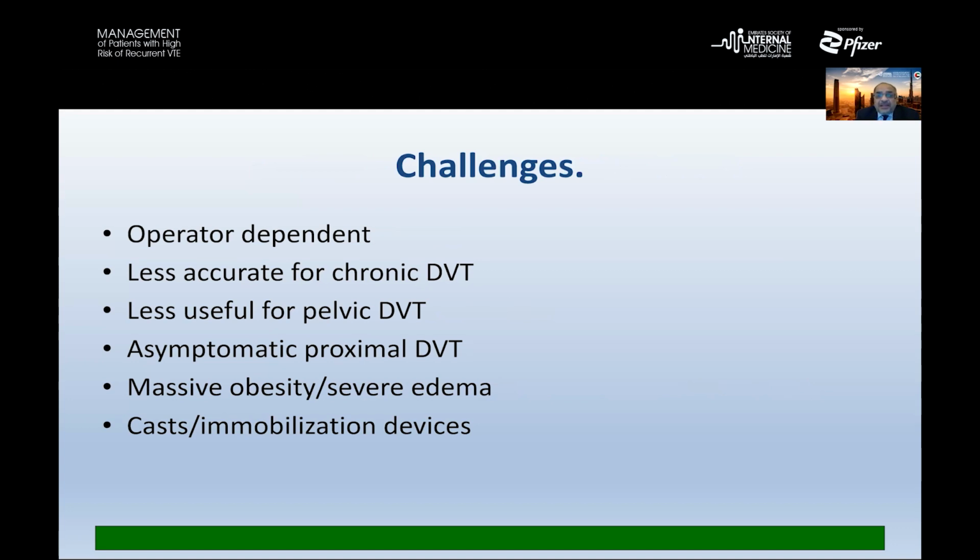It's operator dependent, and it's less accurate for chronic DVT. Pelvic DVT may be missed, proximal DVT may be missed, obesity and severe edema interfere with it, and with casted immobilization devices you can't do it. So it's good, but there are problems with it.